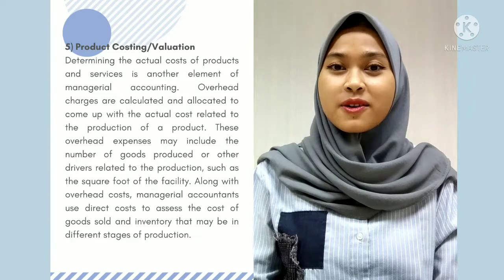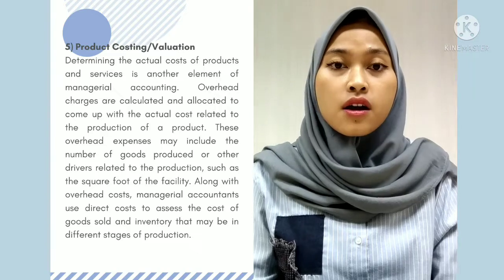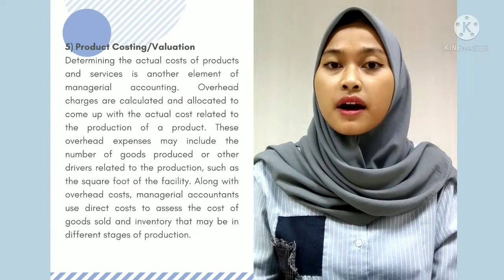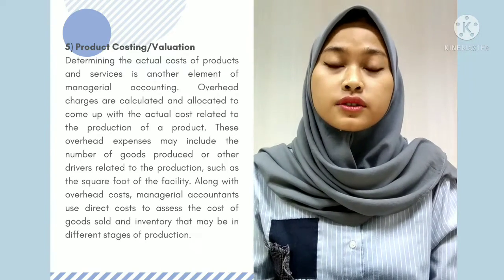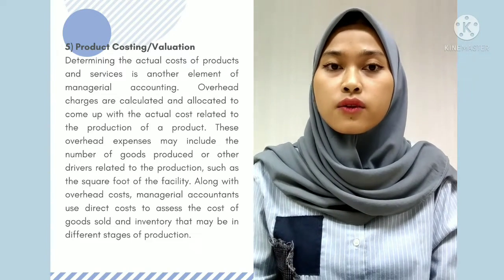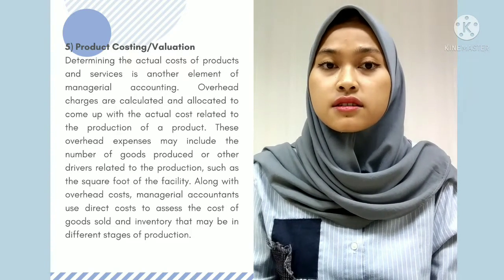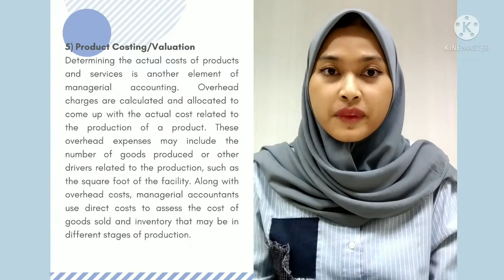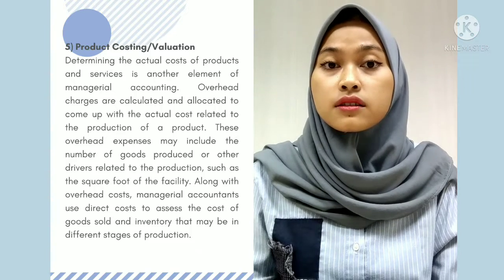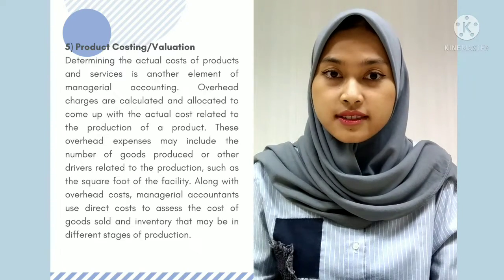Fifth, product costing or valuations. Determining the actual cost of products and services is another element of managerial accounting. Overhead charges are calculated and allocated to come up with the actual cost related to the production of a product. This overhead expense may include the number of goods produced or other drivers related to the production, such as the square footage of the facility. Along with overhead costs, managerial accountants use direct costs to assess the cost of goods sold and inventory that may be in different stages of production.